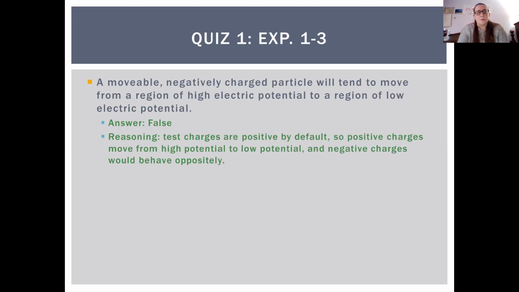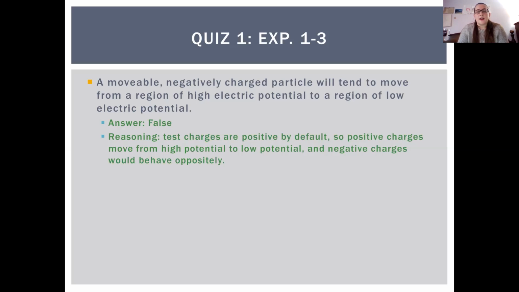This pertains to experiment 2. A movable negatively charged particle will tend to move from a region of high electric potential to a region of low electric potential. And this one is false. This was another tricky one where you had to realize that he's talking about a negatively charged particle. Test particles are by definition positive charges. That's just how they were defined originally.